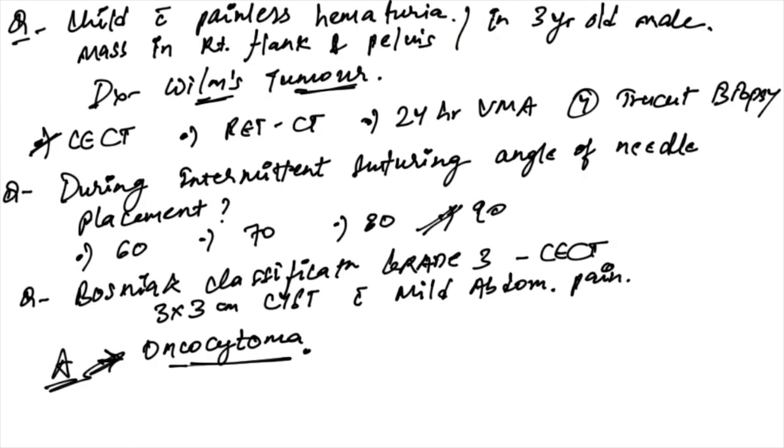And a child with painless hematuria, a 3-year-old male child with a mass in the right flank and the pelvis. These are the features for Wilms tumor. What will be the investigation of choice? CECT will be done. During interrupted suturing, the angle of the needle placement is 90 degrees. This is a very simple question. Now, Bosniak classification grade 3 in CECT, a cyst with mild abdominal pain. These are the features for the renal cyst and oncocytoma.